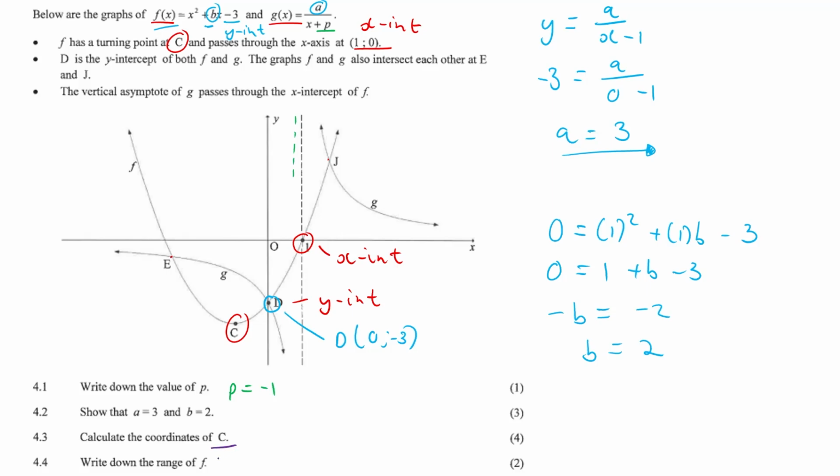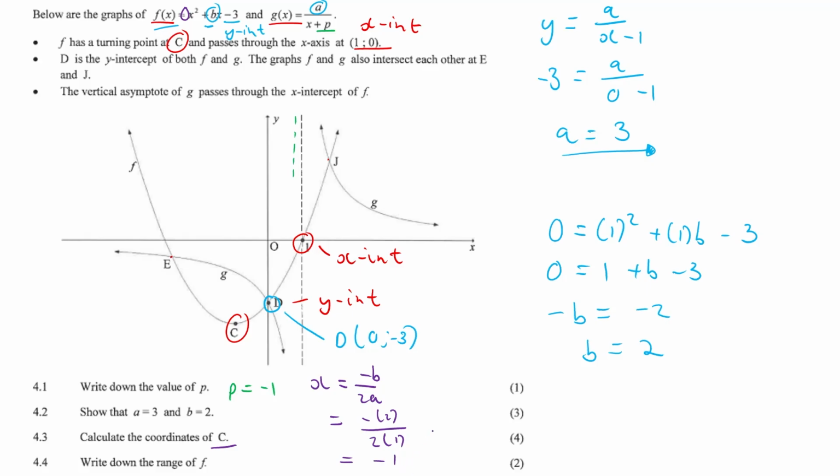Next, calculate the coordinates of c. So c here, that is our turning point of our parabola. So like we said, we can just use x is equal to minus b over 2a. Our b value, we just calculated it. It is minus 2. So minus, and then 2 in brackets, over 2a. The a value is just equal to 1. Nothing has been indicated there. It's just x squared. So that's like the invisible 1. So 2, open brackets, 1. Minus 2 over positive 2. That's going to be a negative 1 answer.